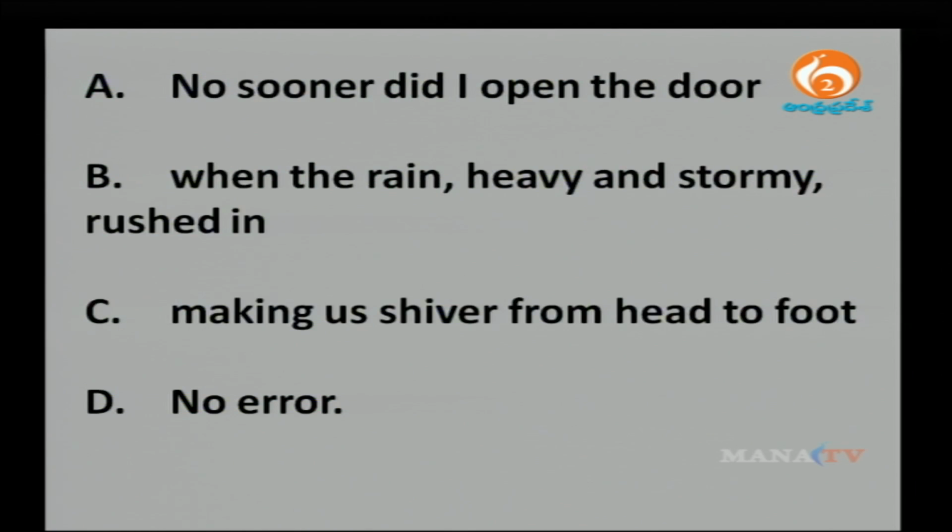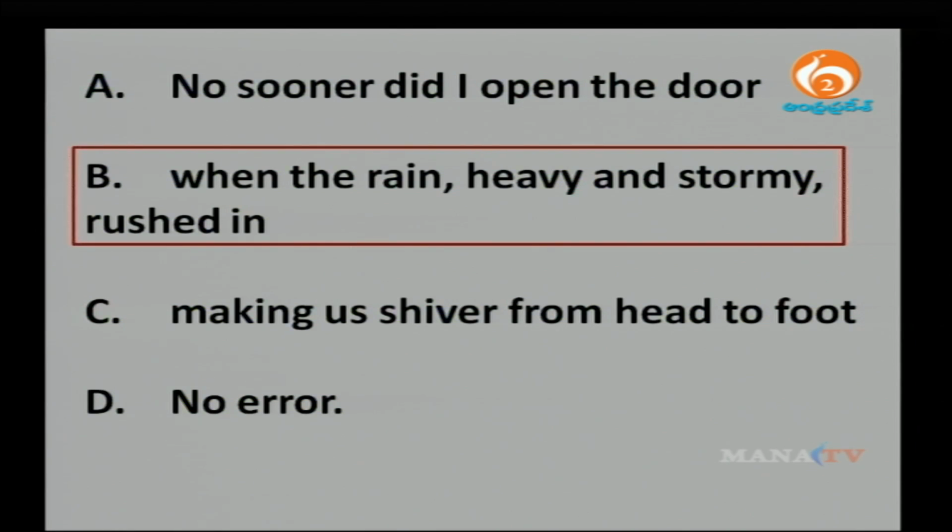Next, no sooner did I open the door when the rain heavy and stormy rushed in, making us shiver from the head to foot. No sooner did I open the door means as soon as I opened the door. No, when the heavy and stormy rain rushed in. Okay, you need to use the adverb first.